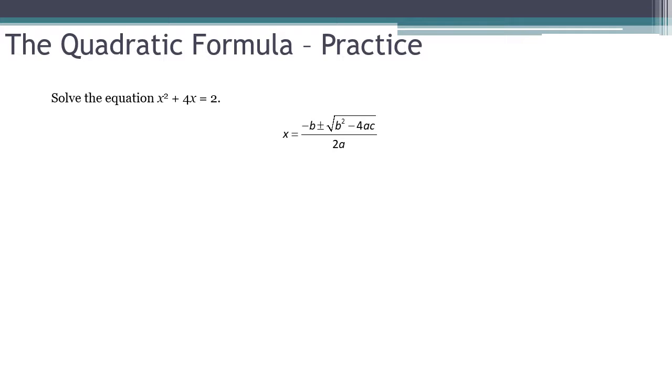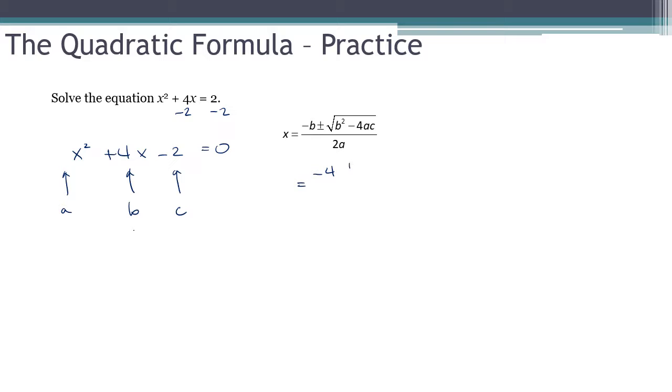All right, so first I got to make this equal to 0. So let's subtract 2 from both sides. That makes my equation x squared plus 4x minus 2 equals 0. So my a value is 1, my b value is 4, and my c value is negative 2. Great, let's go to the equation now.